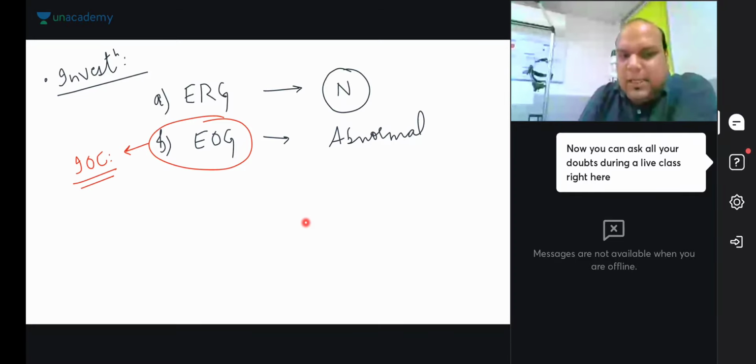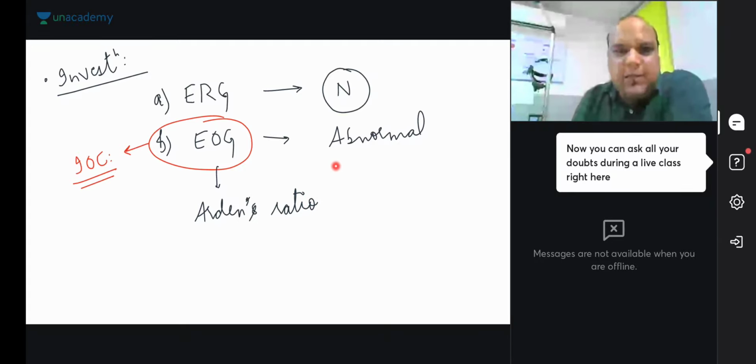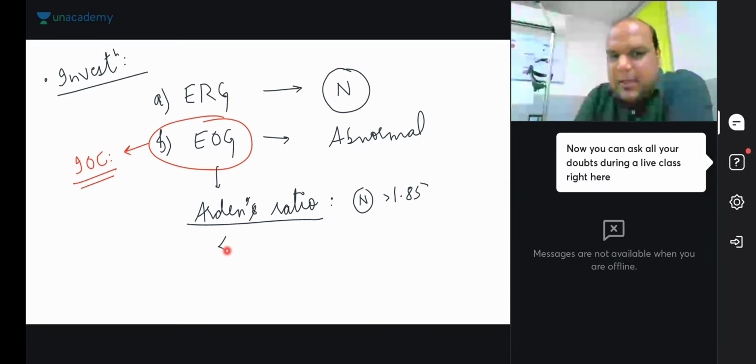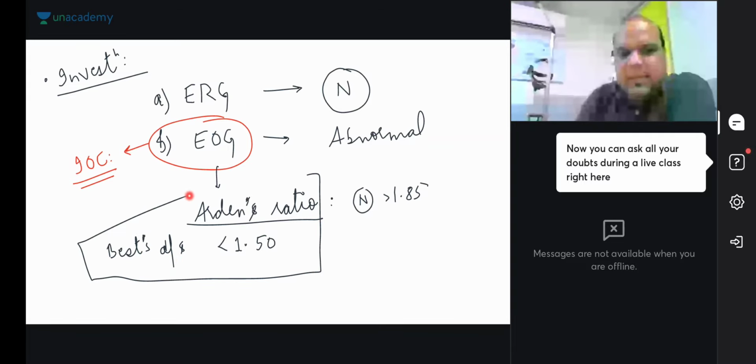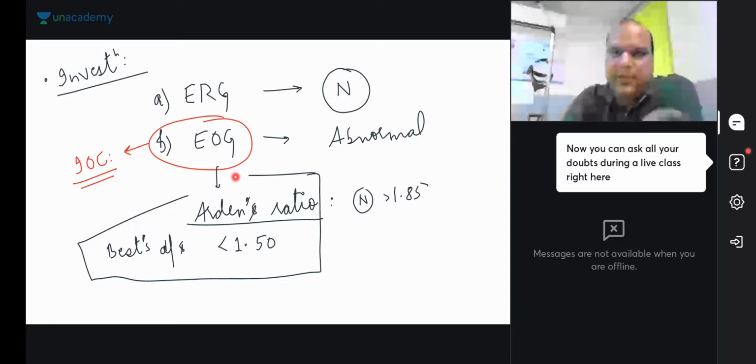If you remember about EOG, EOG was measured through something called the Arden ratio. Again, I've explained in my lecture, I think the day before yesterday when I was teaching on Sunday, Arden ratio. Normally, Arden ratio is greater than 1.85, but in Best disease, Arden ratio is less than 1.50. Okay. So because we have a characteristic Arden ratio, we don't need any other investigation. This becomes the investigation of choice. Then, everybody, normal ERG, abnormal EOG, and that's all about Best macular dystrophy.